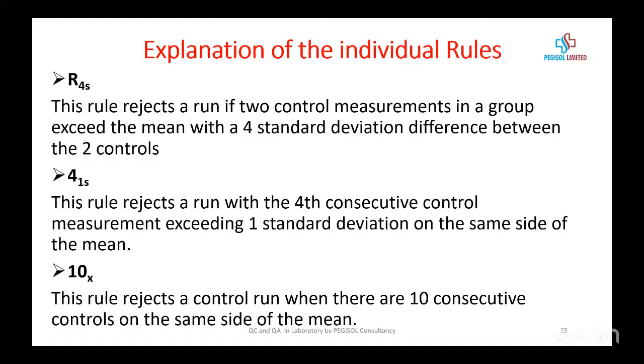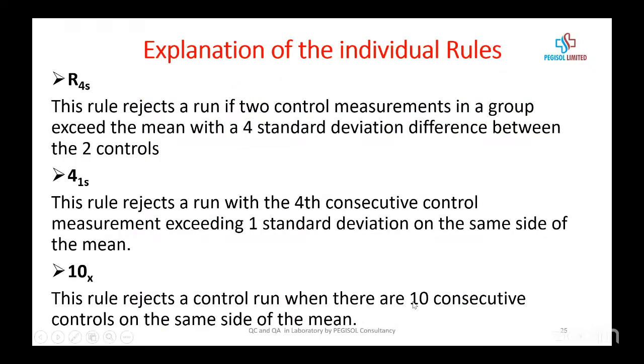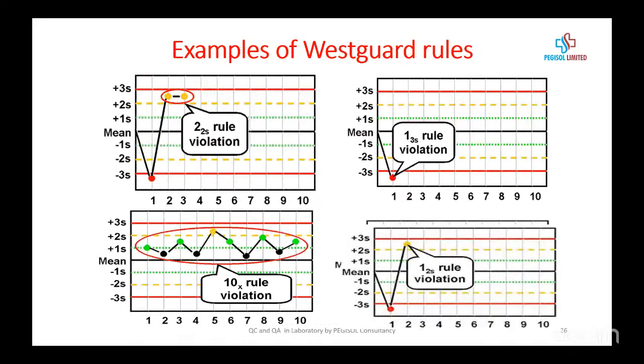Now, the 10-X rule. This rule rejects a run when there are 10 consecutive control measurements on the same side of the mean. Now, let me show you the graphic representation so that you are able to understand. Example of the Westgard rules, we'll look at it.